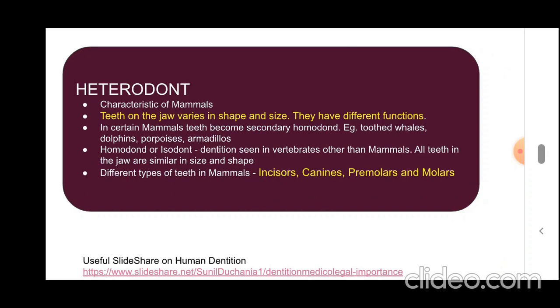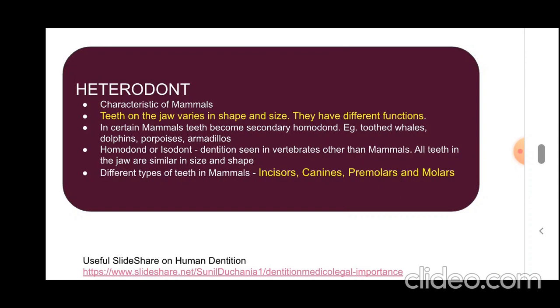The next feature is heterodont. This is a characteristic of mammalian dentition. The teeth on the jaw vary in size and shape. That is known as heterodont dentition. They have different functions also. So different types of teeth are present in the jaw or in the dental arch, and these teeth have different functions.